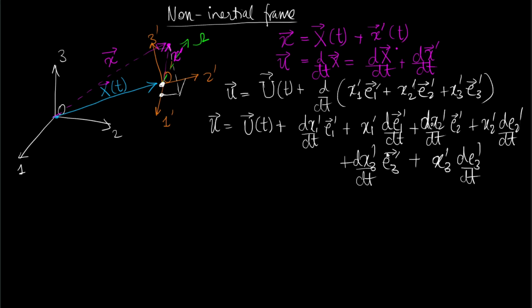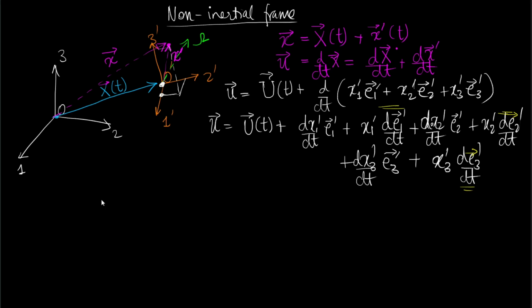Now you may wonder, why have I taken the derivatives of e1 prime, e2 prime and e3 prime? So basically these particular terms are the derivatives of the unit vectors. So why have they come? It's because the coordinate frame is rotating.